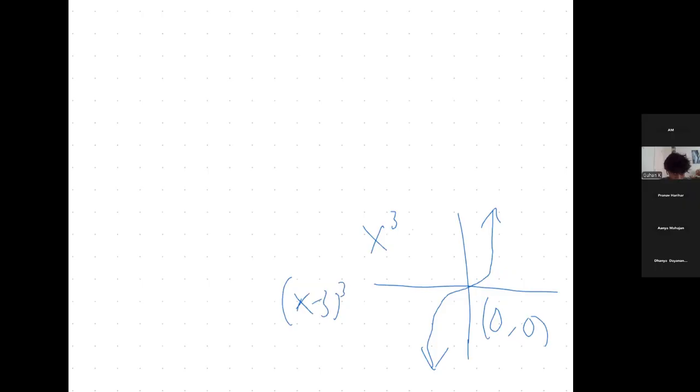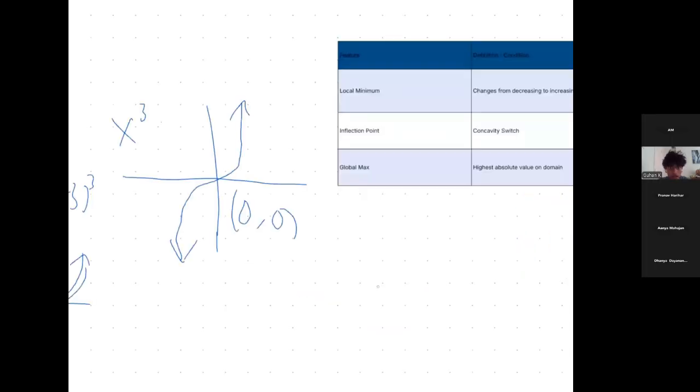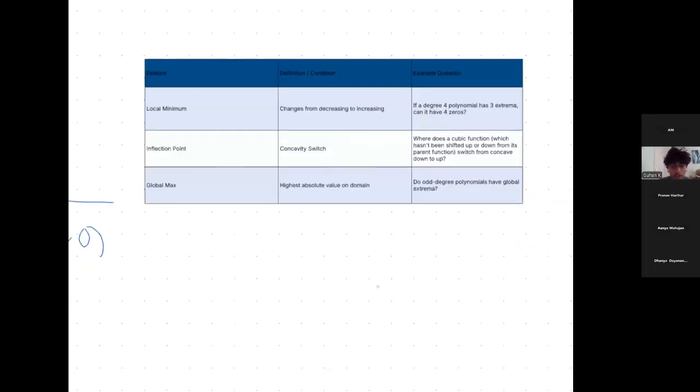It would be like, that's 3. So something like that. And it's concave down from here to here, and concave up from here to here. And it changes at its 0. So the answer to the second question is it's 0. And then for the third question, do odd degree polynomials have global extrema? The answer for that question is going to be no.